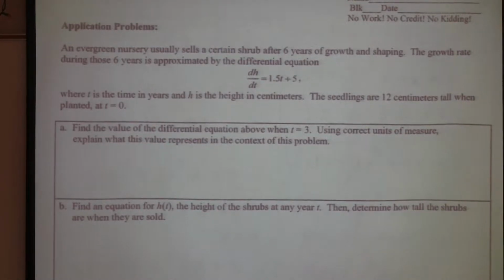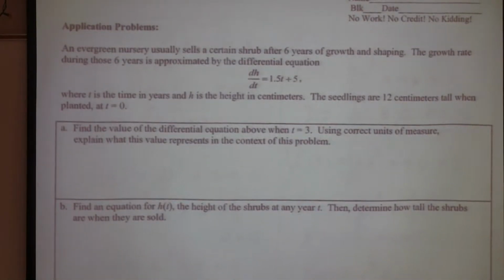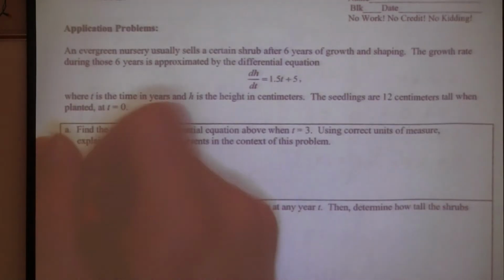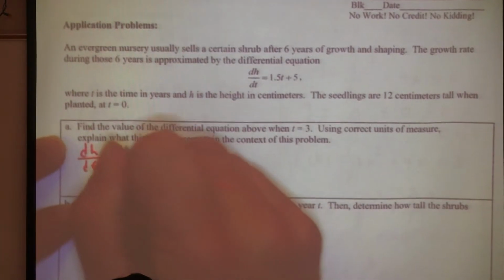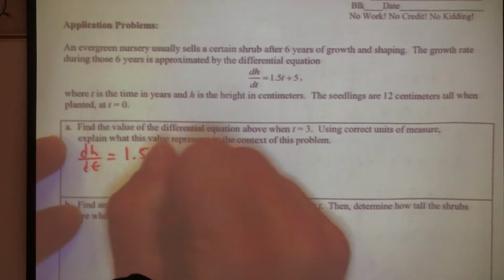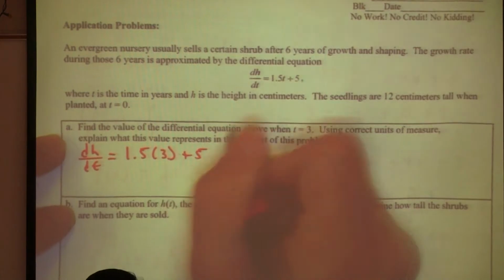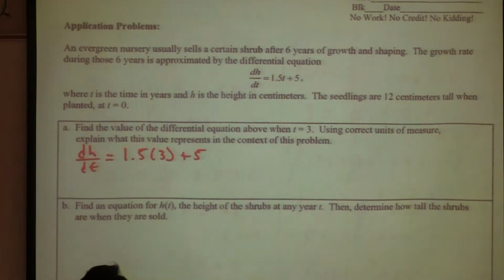All right, let's look at the first question. It says, find the value of the differential equation above when t equals 3. Using correct units of measure, explain what this value represents in the context of the problem. So what do they want me to do with that 3? Just plug it into that differential equation. So we're going to find dH/dt when we plug in 3. That would be 1.5 times 3 plus 5. Let's see if we can do that without a calculator.